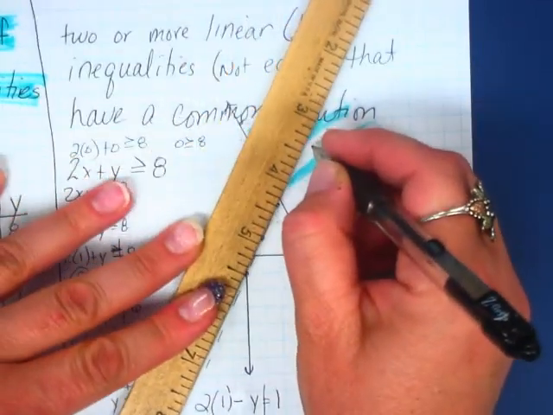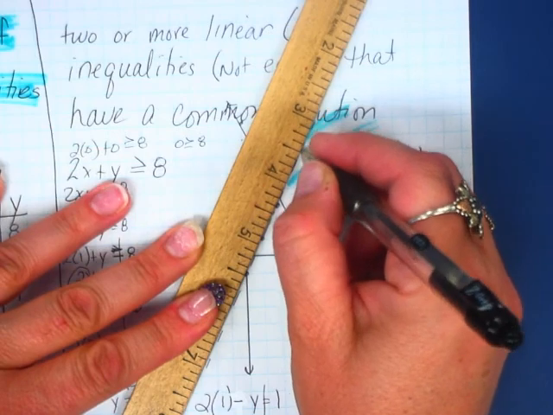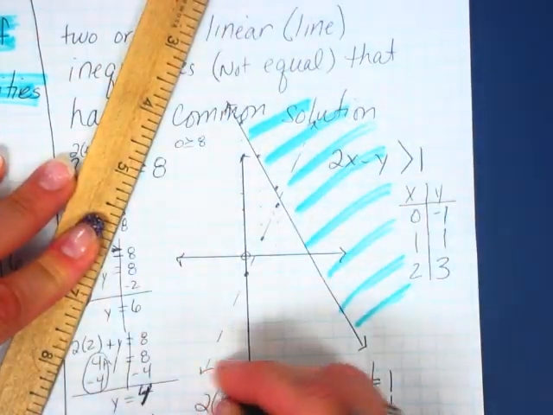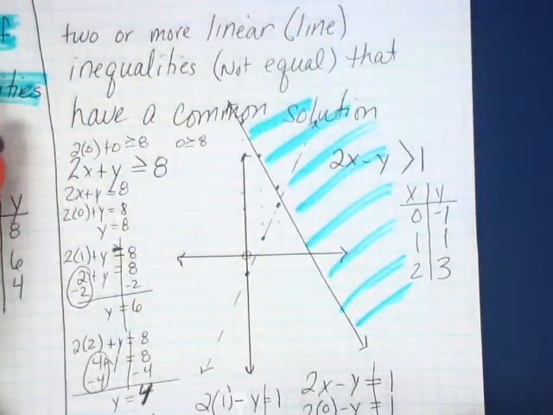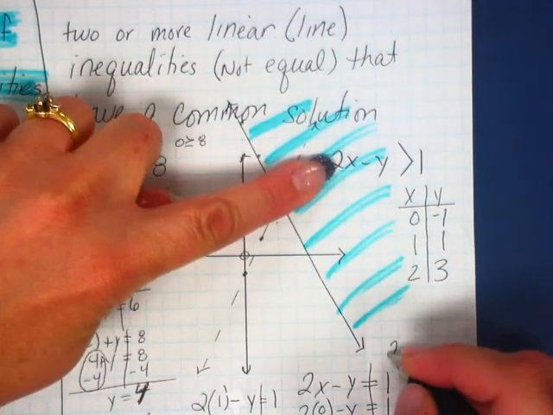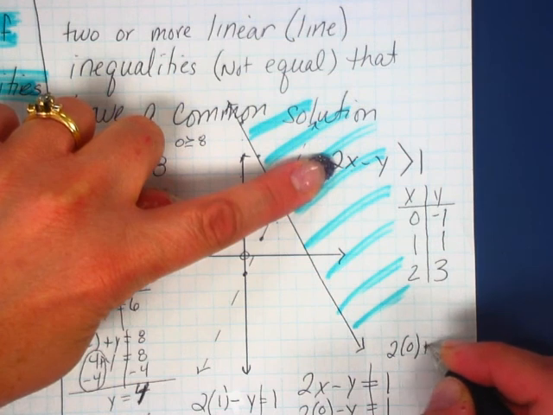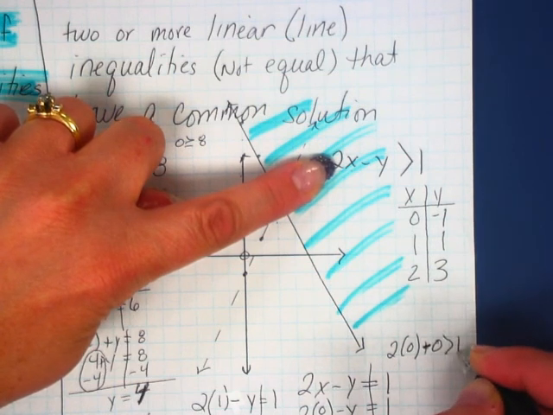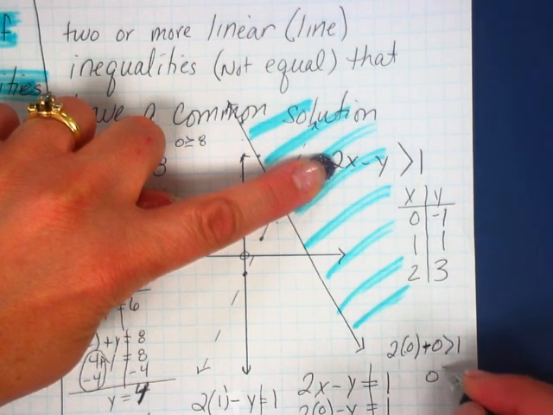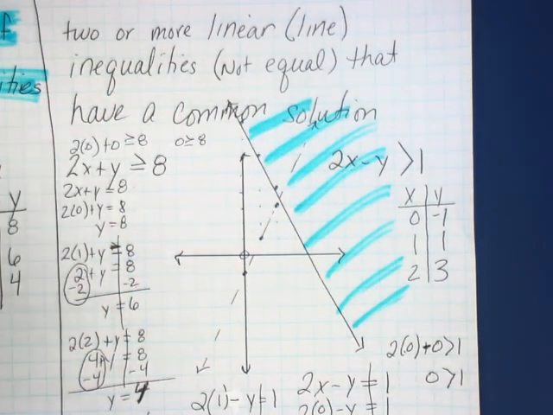Okay, I'm going to go ahead and make that line come up a little bit. All right. 0, 0 is not on that line, so we can use 0, 0 to see if it works. So I have 2 times 0 minus 0 is greater than 1. So 0 minus 0 is 0, and 0 is not greater than 1.